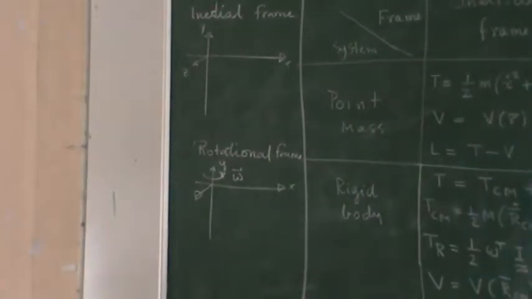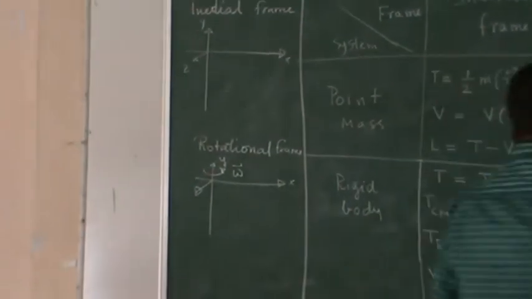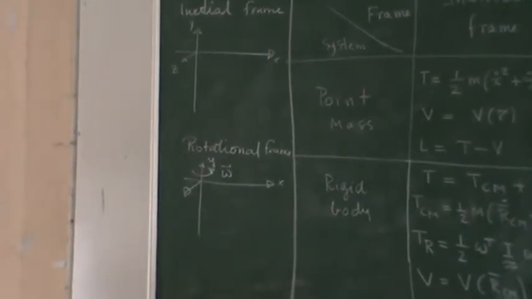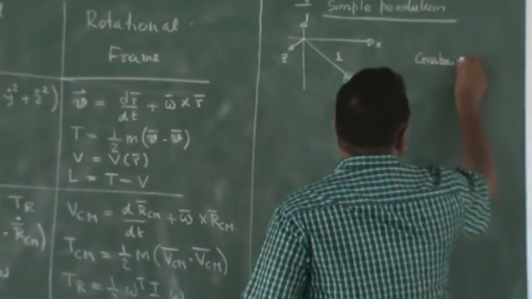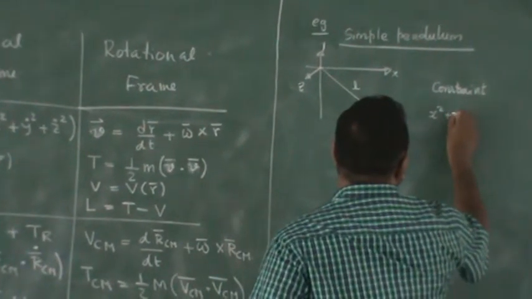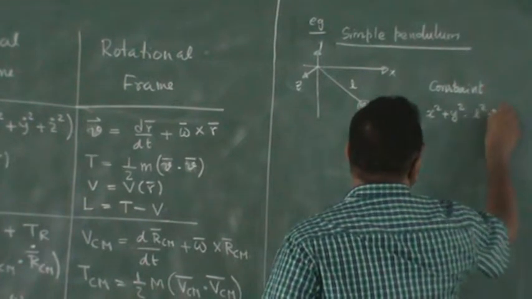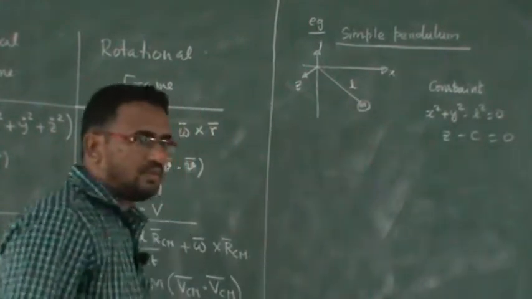So let us start with a simple pendulum, a point mass with length L, with x-axis, y-axis, z-axis. The particle is moving on a plane, so this is a constraint: x square plus y square minus L square is equal to 0, and z minus some constant is equal to 0.